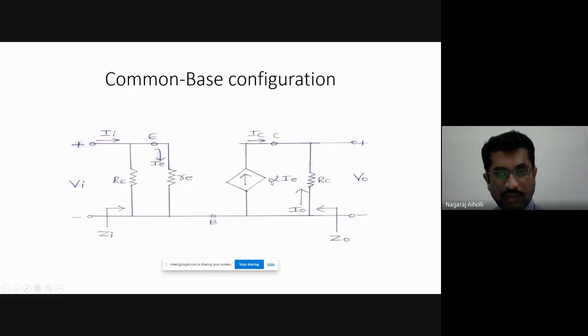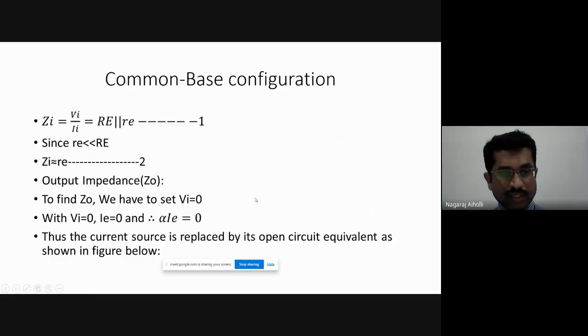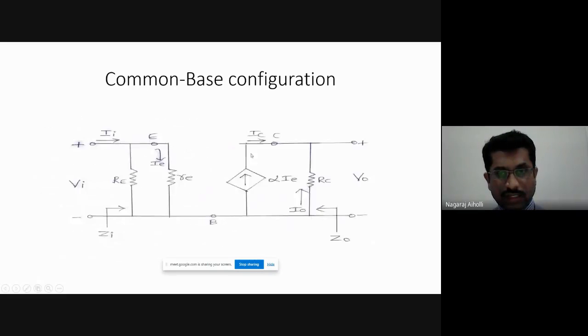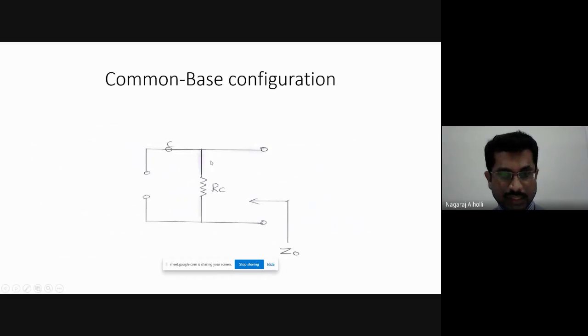If IE is 0, then alpha IE will also be 0. That means this alpha IE will be the open circuit. A current source that is 0 is nothing but an open circuit equivalent. So across here alpha IE is open circuit, it is 0. Then across this, RC resistance is present. This is the RC resistance.